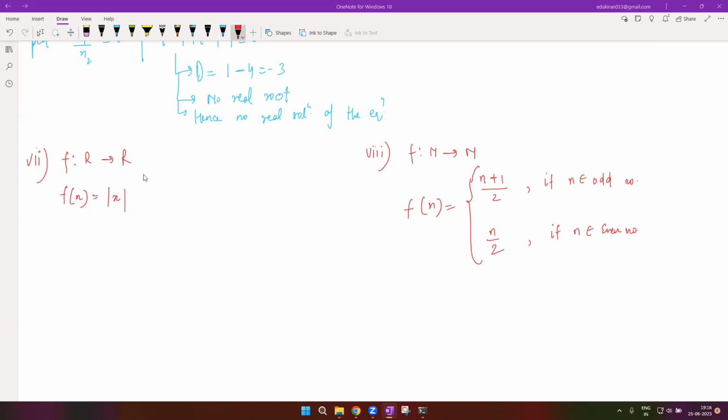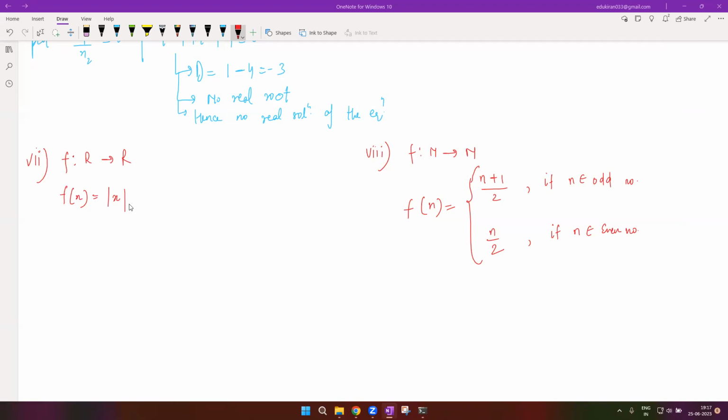So this is mod x. Mod x, if you put 2 or if you put -2, both will produce the same result, which is 2. So modulus basically gives us the positive answers only. If you give x some negative value, this mod will convert that negative into positive. And if you give x a positive value, this modulus has no effect on the positive values.